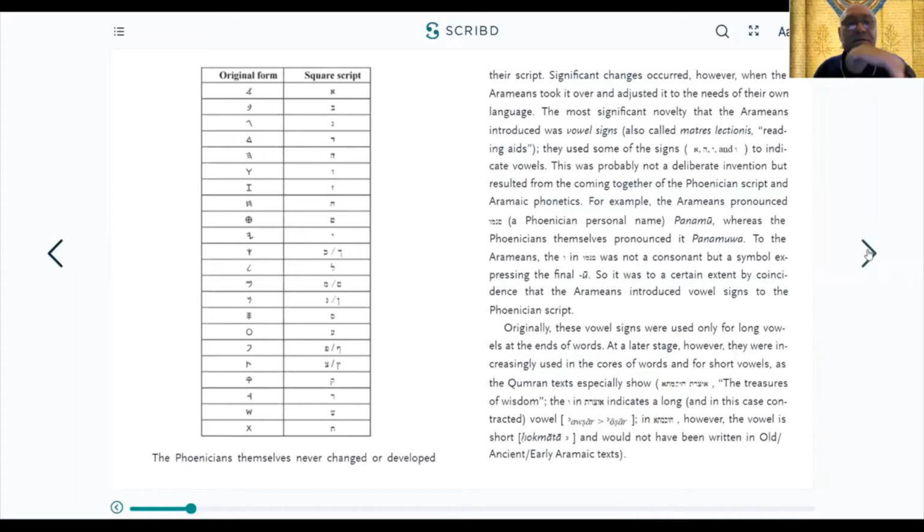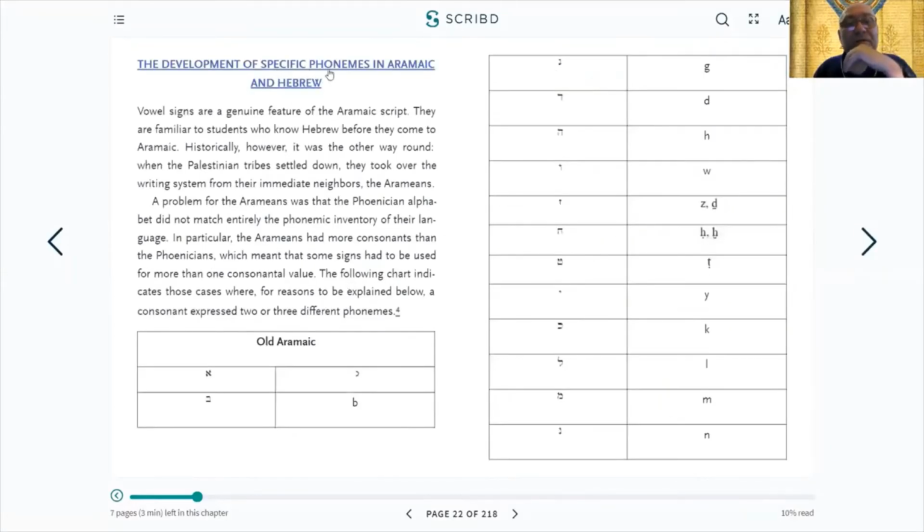Okay, this is interesting. The development of specific phonemes in Aramaic and Hebrew. Vowel signs are a genuine feature of Aramaic script. They are familiar to students who know Hebrew before they come to Aramaic. Historically, however, it was the other way around. When the Palestinian tribes settled down, they took over the writing system from their immediate neighbors, the Arameans. Interesting. So it passed from Arameans to Palestinian tribes, or Philistines, maybe?